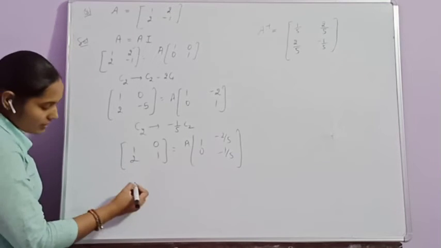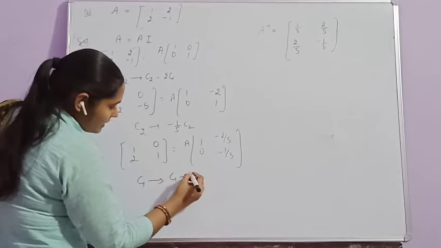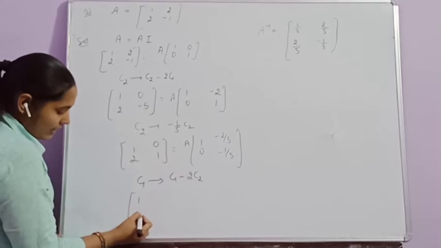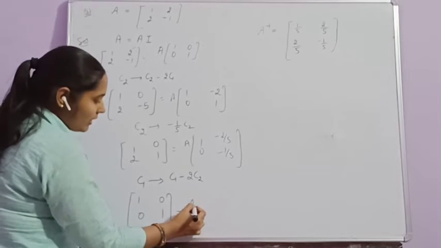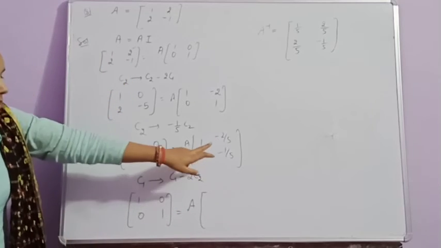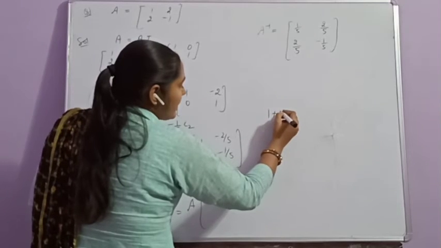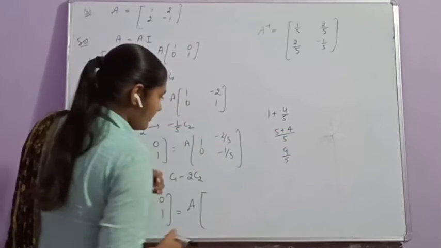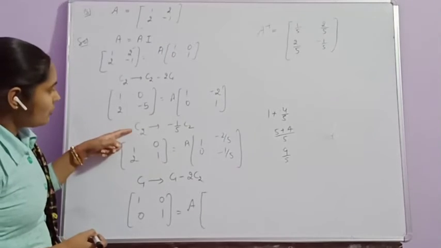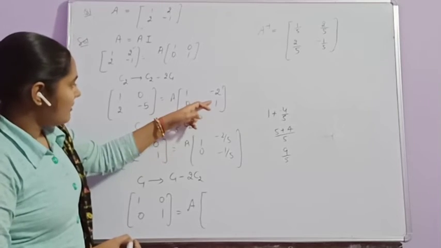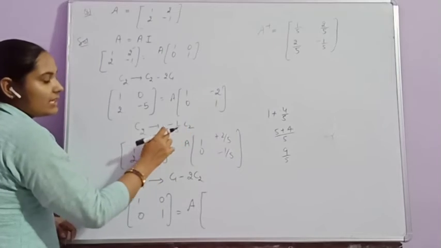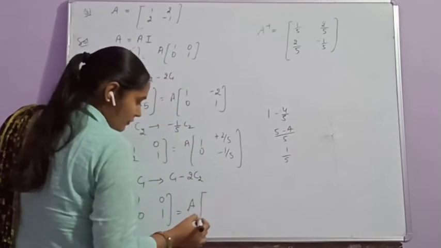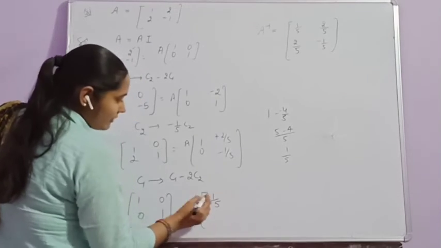Now we have to form 0 here, so C1 tends to C1 minus twice of C2. 1 minus twice of 0, 1 minus 0 is 1, 2 minus 2 is 0, 0, 1 is equal to A into 1 minus minus of 4 by 5, that is 1 plus 4 by 5, which is 9 by 5. Here the value is changed. C2 times minus 1 by 5: if you multiply it with minus, then it will be positive. So here minus 5 minus 4, that is 1 by 5. Clear? 1 by 5.